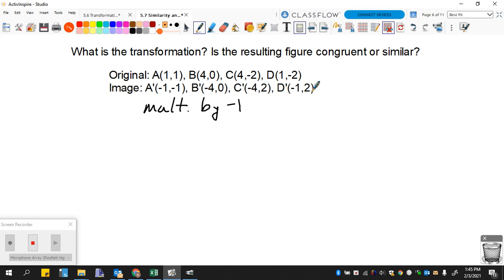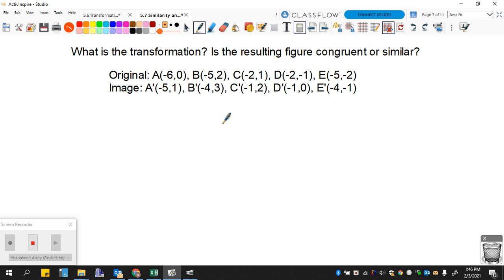So if we look at the notes from last lesson, that is a rotation of 180 degrees. So we rotate 180 degrees on that one.